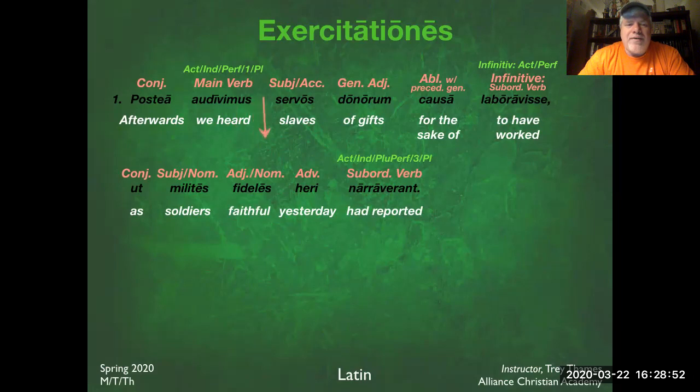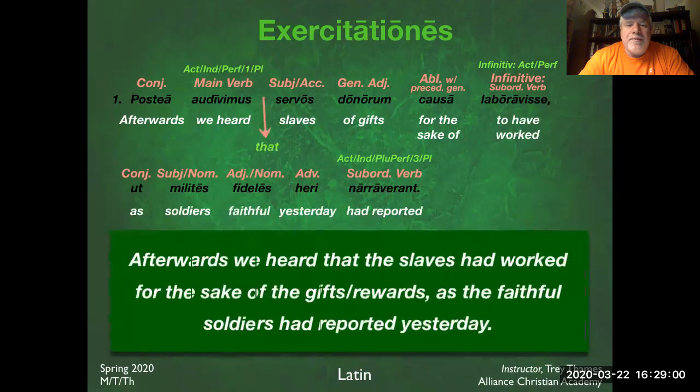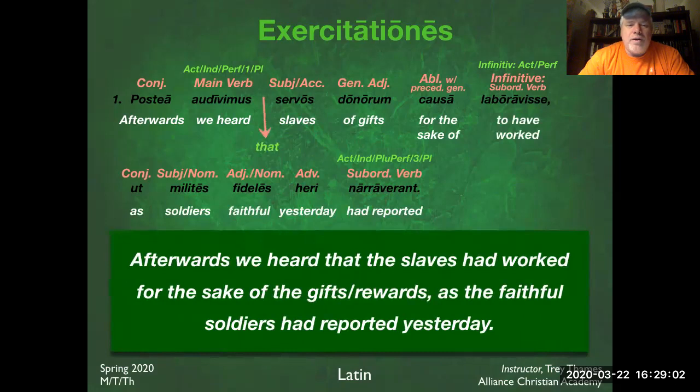Don't forget, we have to add in English, because we know this is an indirect statement, the word that. So here's the ultimate translation: Afterwards, we heard that the slaves, servos, had worked. Notice the infinitive, to have worked, laborawisi.